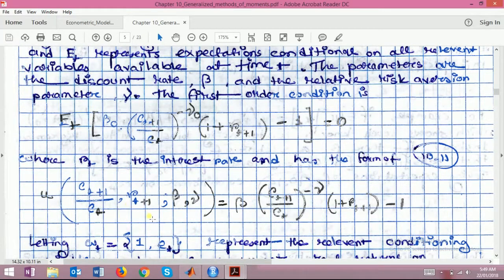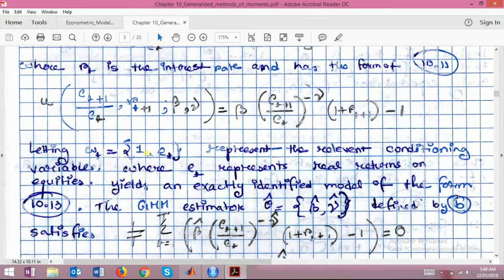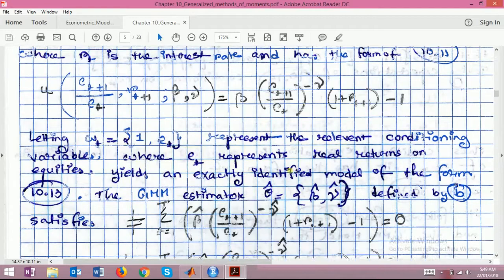Alt is the interest rate and has the form of this equation, letting omega equal 1 plus et. We know the relevant where et represents real returns on equities. L is an exactly identified model of the form this.